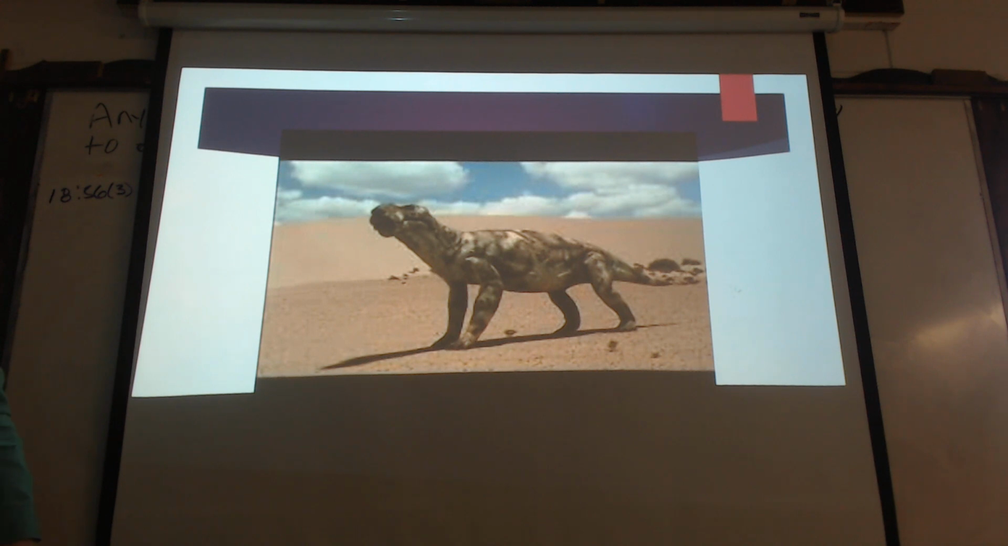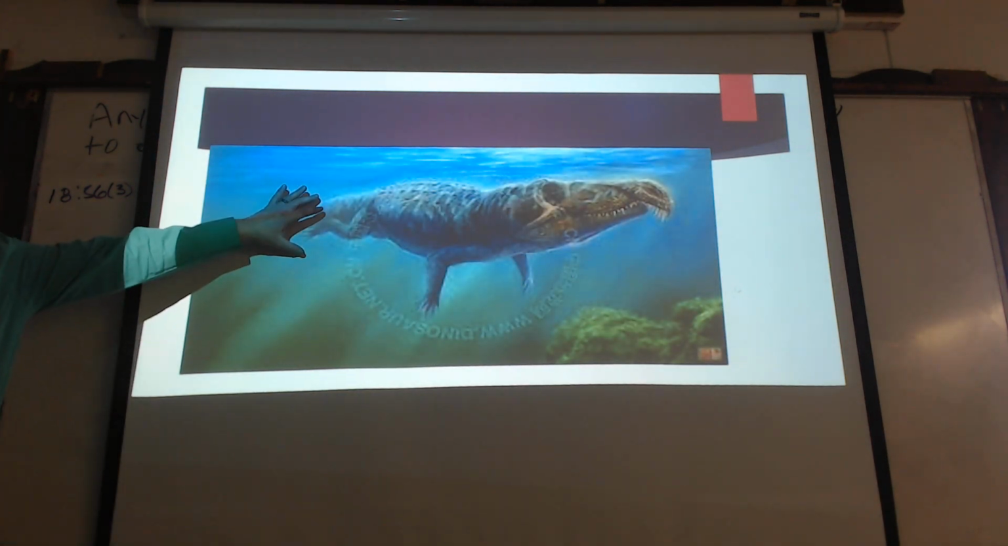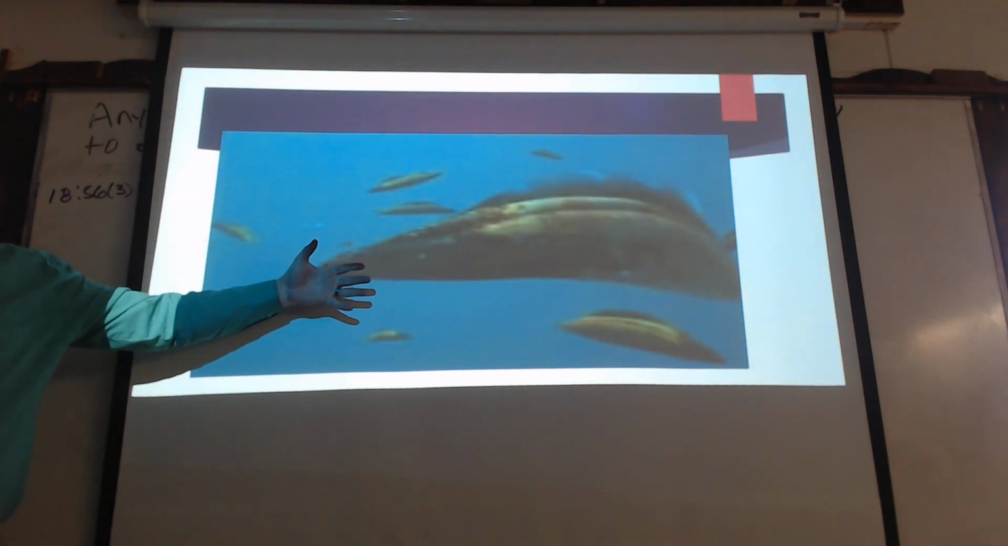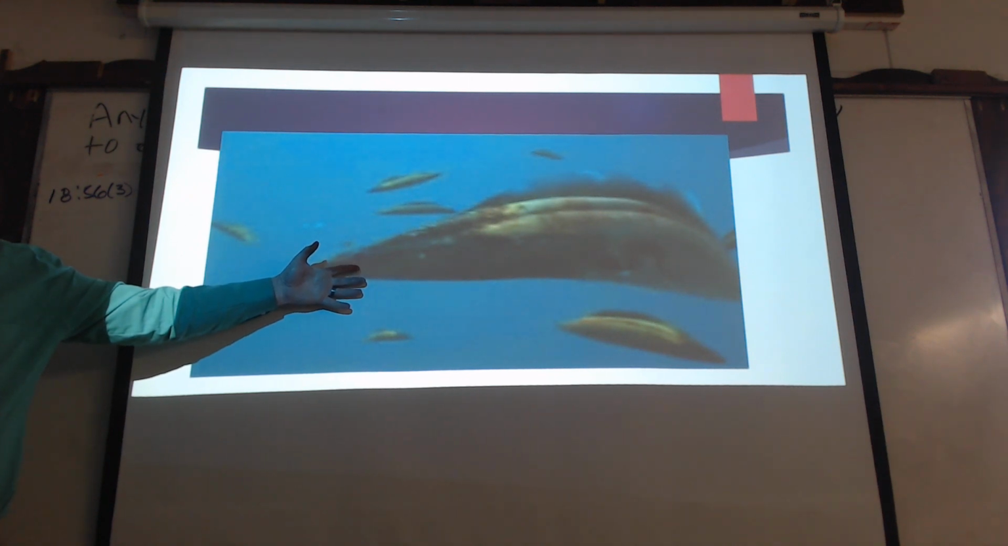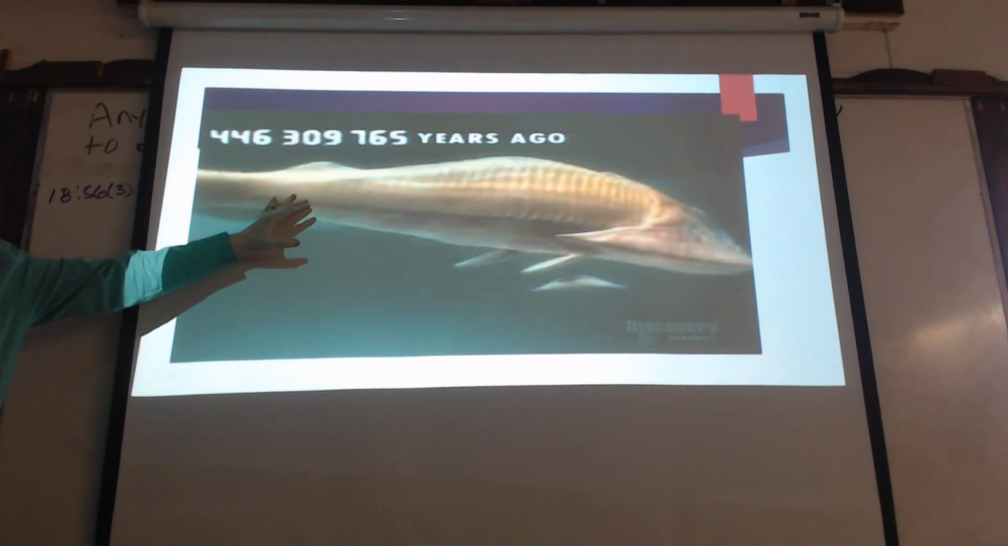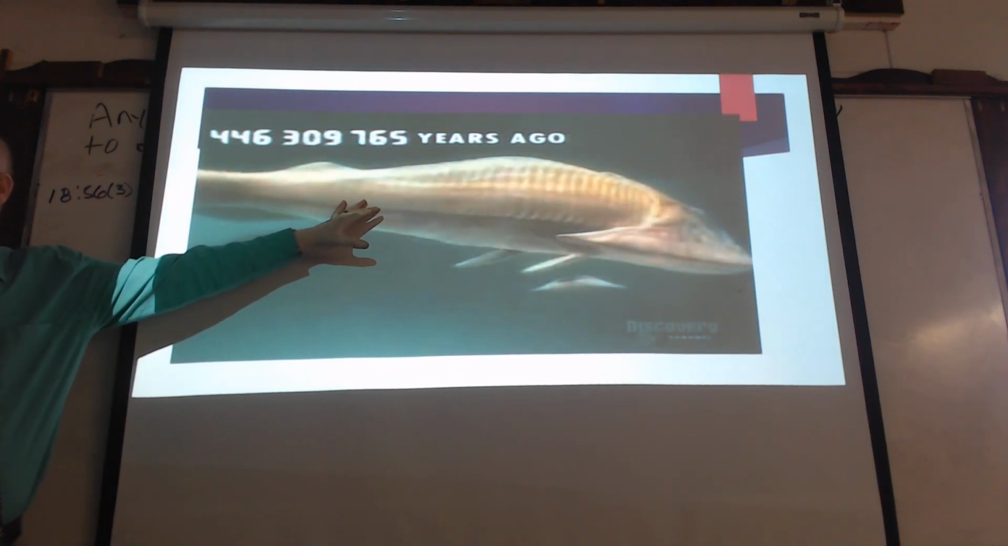Okay? What is this? Oh, I know. That's Chasmatosaurus. Okay? So then, what do we have here? It's not the best of pictures, but you get the idea. Starts with an H. Hycoethes. Okay? Here is your cephalaspis. Okay?